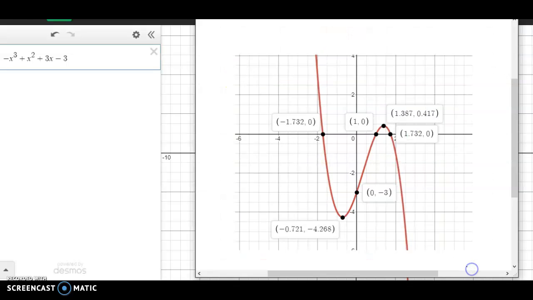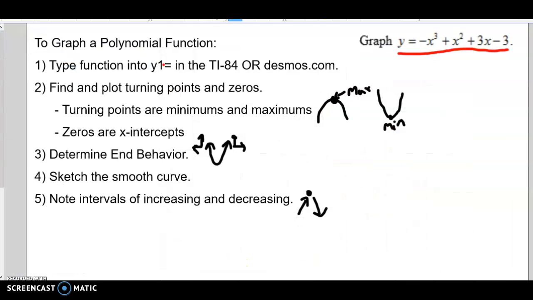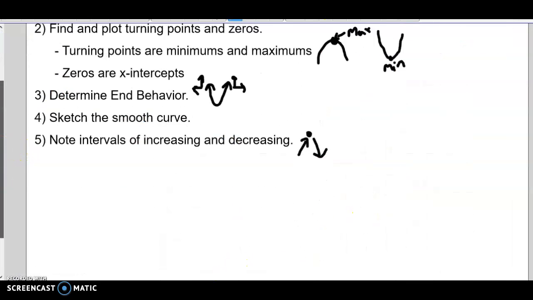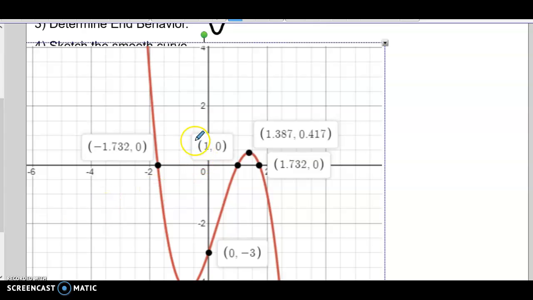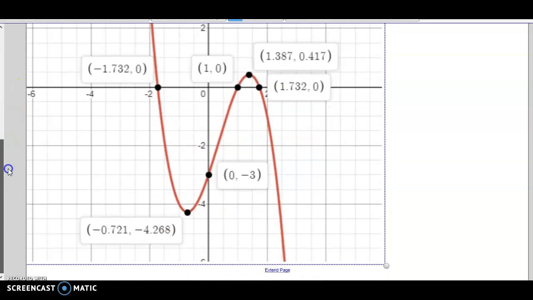Just cut this section out so I can write on it. So here is that function that we just graphed in Desmos. Again, D-E-S-M-O-S.